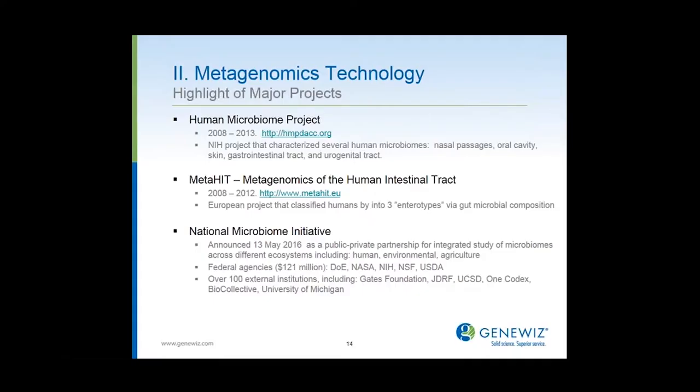Some of the major projects in metagenomics have been the Human Microbiome Project in 2008. Later, at the same time, we had MetaHIT, which is the metagenomics of the human intestinal tract. This was a European project to classify human beings into 3 enterotypes, which is similar to genotypes or blood types, but it looked at gut microbial composition.